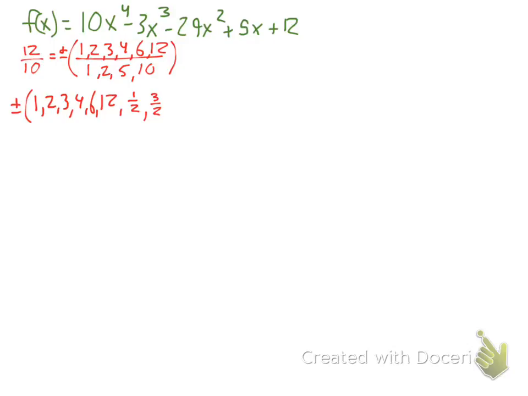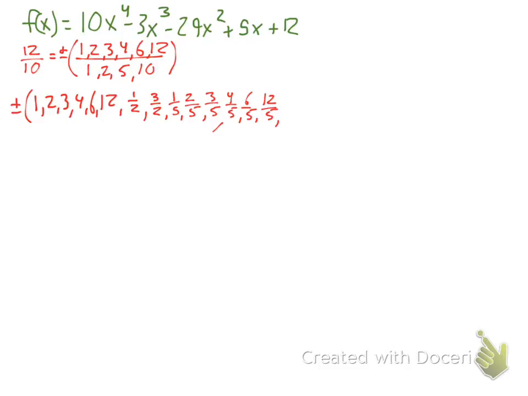Now we have to go to 5. Are there any of them divided by 5? 1/5, 2/5, 3/5, 4/5, 6/5, 12/5? There is none of them that are going to be that. So I have to put 1/5, 2/5, 3/5, 4/5, 6/5, 12/5. This list is getting very large, isn't it?